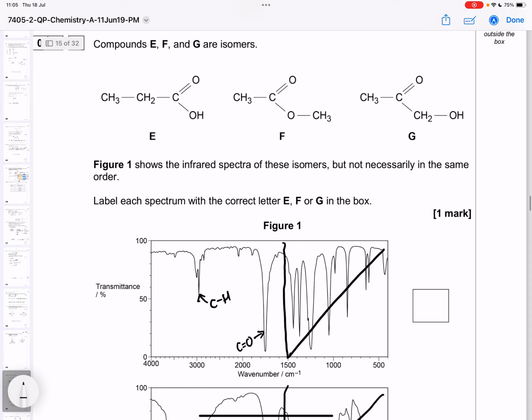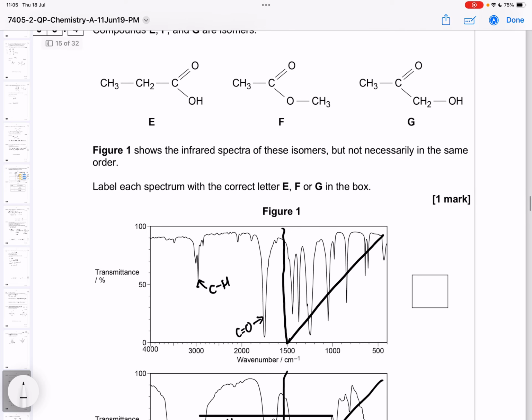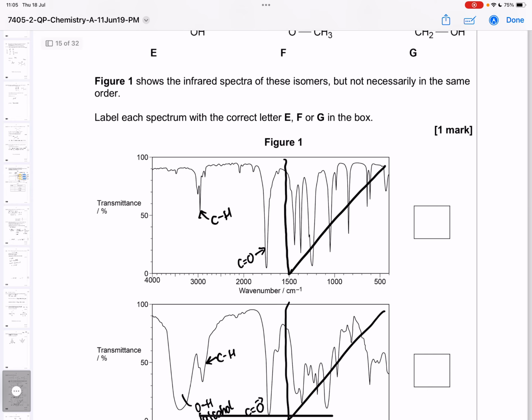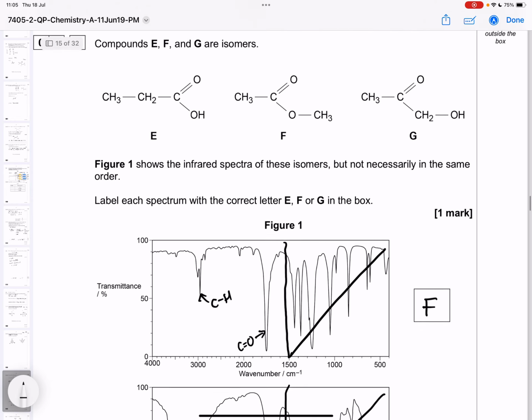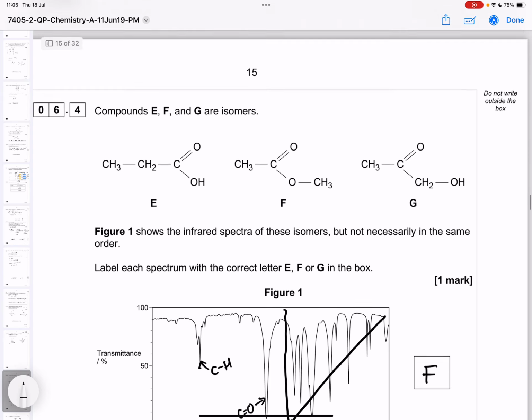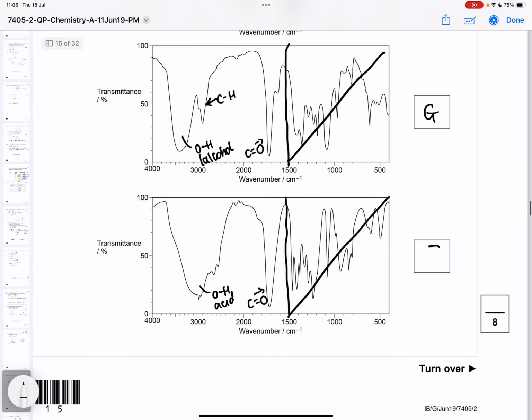So let's go back up. Which one doesn't have an OH? And that would be F. So we'll put F in this box. Which one has an OH but not a carboxylic acid? That would be G. And then last but not least, the one that's a carboxylic acid, that would be E.